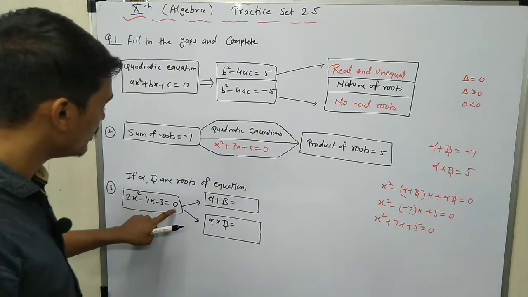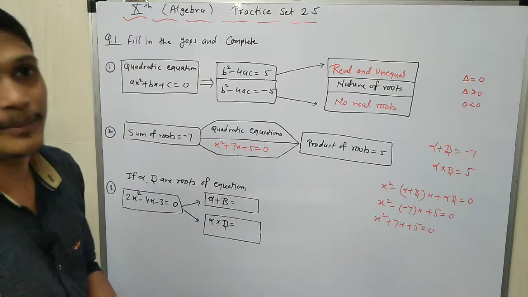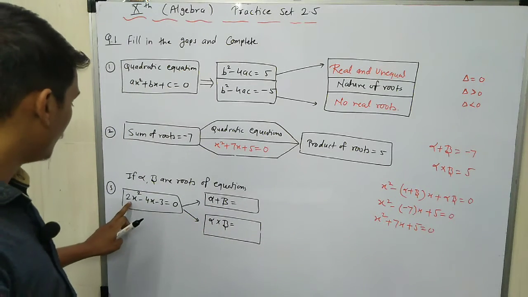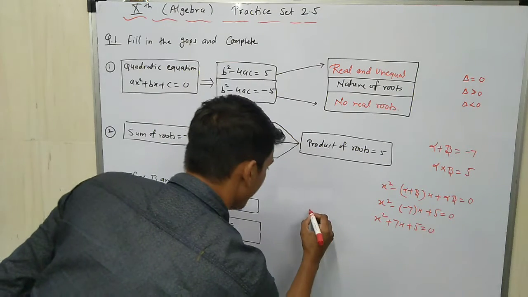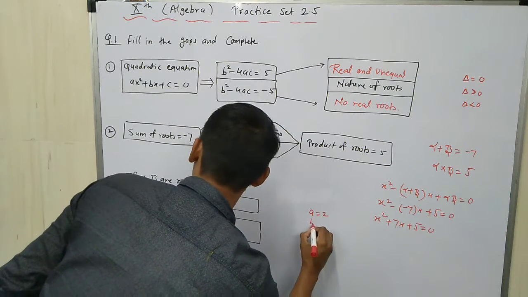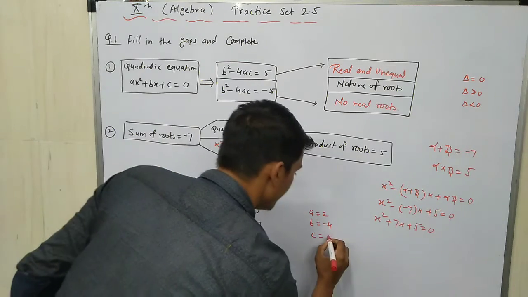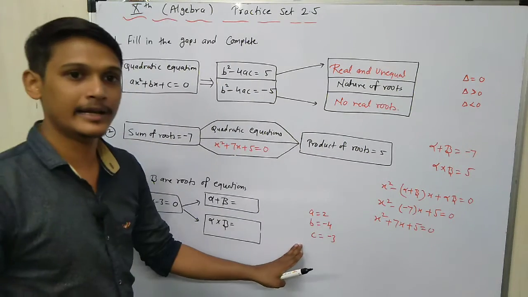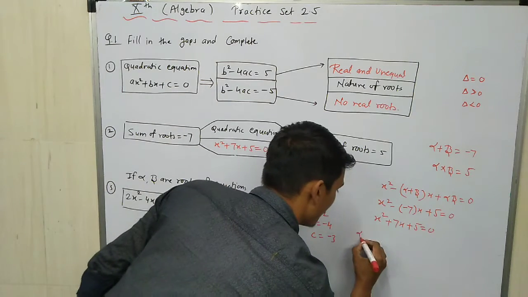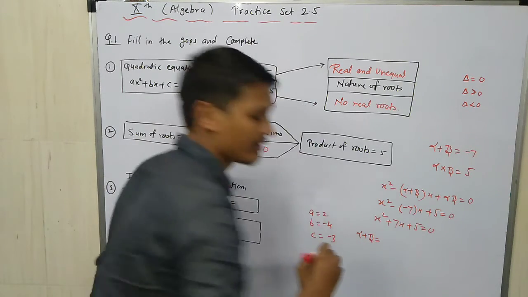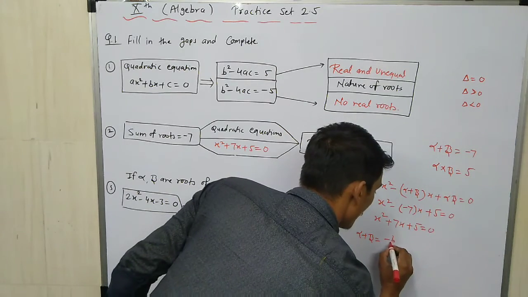Now third question, if alpha and beta are roots of the quadratic equation 2x square minus 4x minus 3 is equal to 0, find out alpha plus beta and alpha into beta. How to find out? First you can write down here the values: a is equal to 2, b is equal to minus 4 and c is equal to minus 3. Clear? Alpha plus beta is equal to minus b upon a.